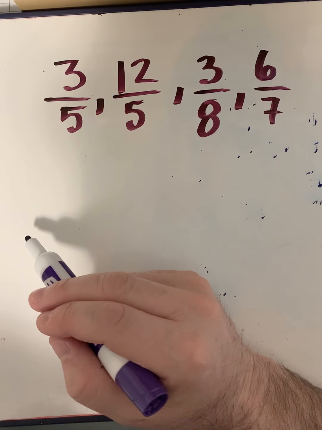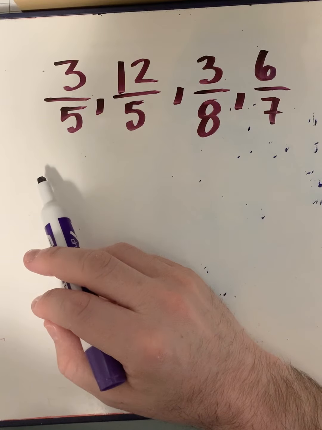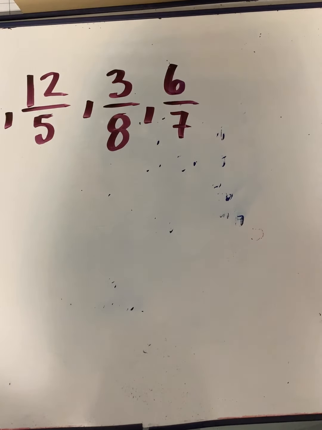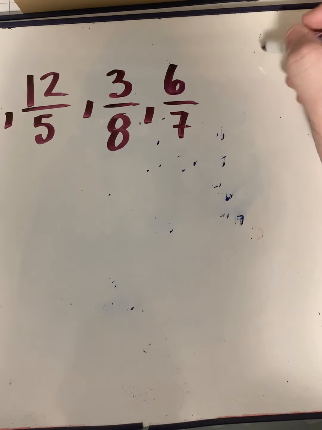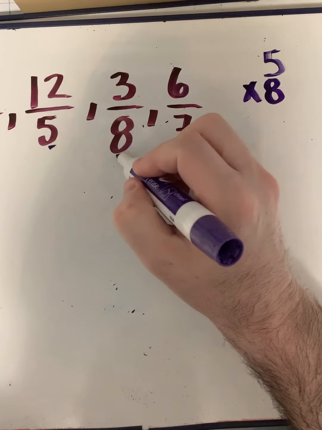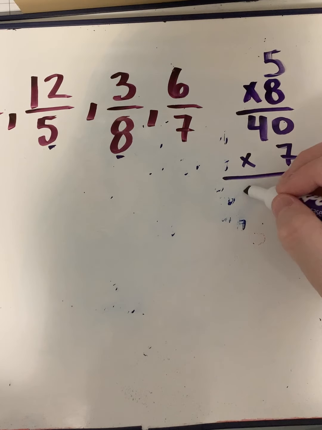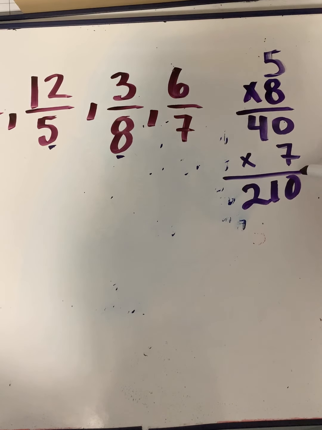What I'm going to do is multiply all the denominators by themselves. So I'm going to multiply 5 times 8, right? So I'm going to multiply this and this together. That's going to give me 40. I'm going to multiply that number by 7, and I'm going to get 210.